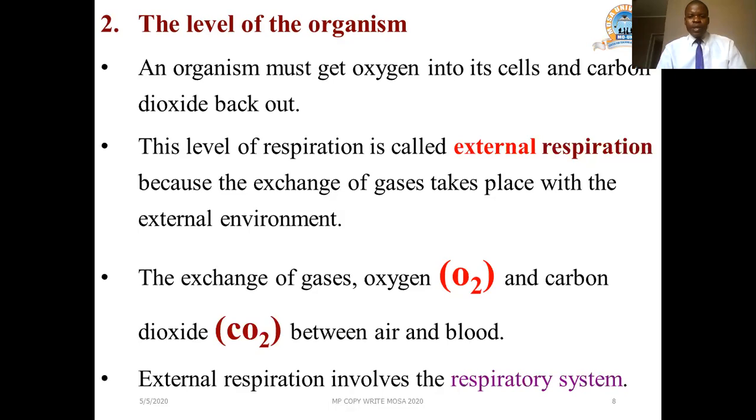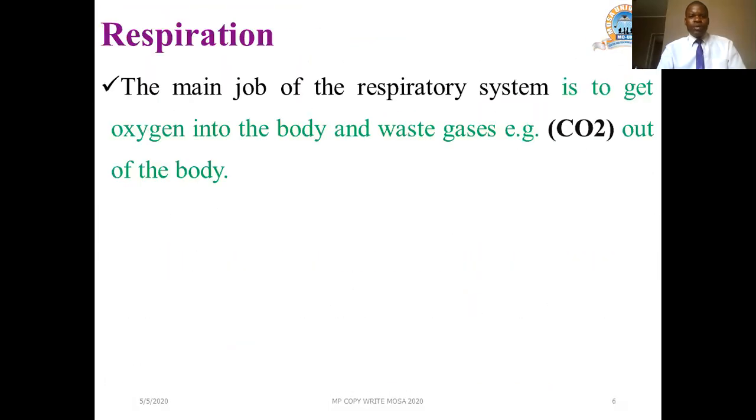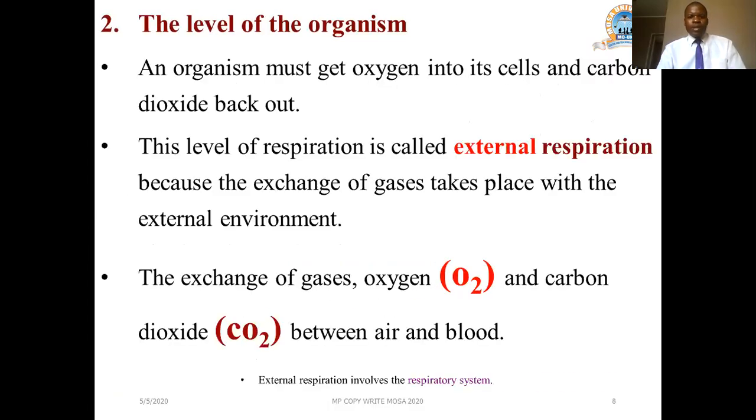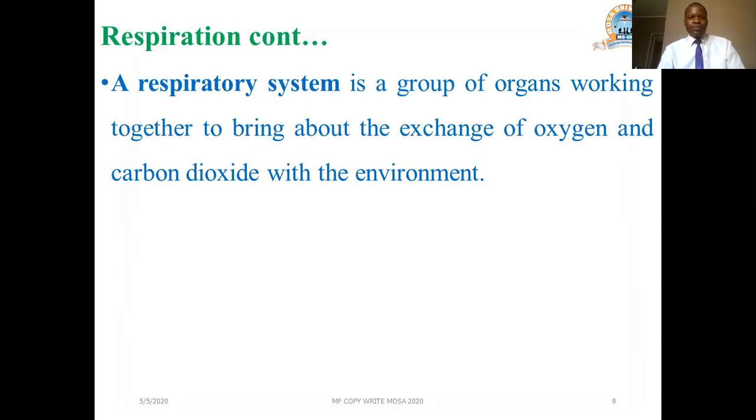External respiration involves the respiratory system. Like we described, the respiratory system's job is to provide oxygen to the body and get rid of carbon dioxide from the body, to maintain a good homeostasis level for an organism.